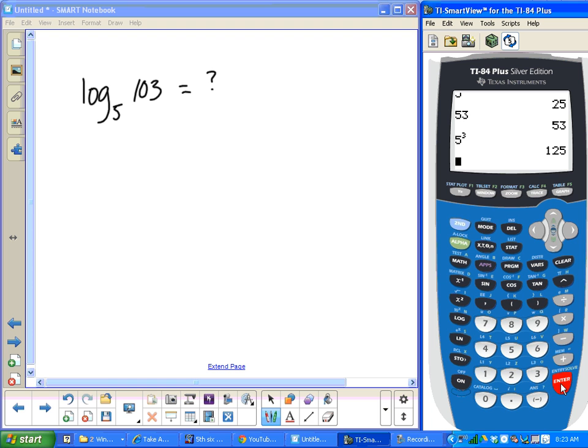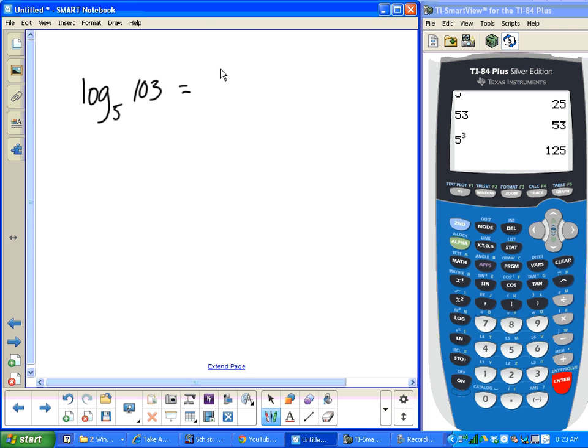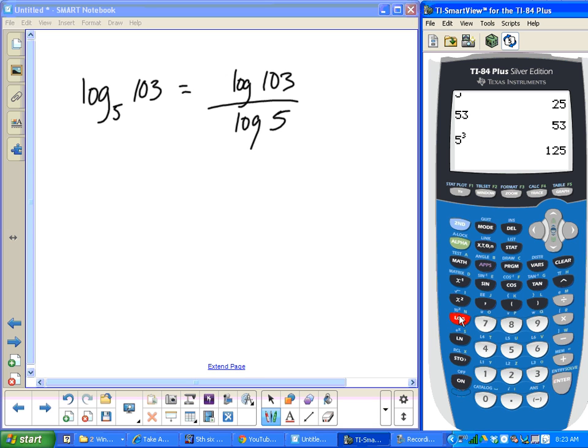So we know the answer is going to be somewhere in between 2 and 3, but we don't know exactly. So let's use our change of base formula. Let's change the base to a common log since we have that on the calculator. So this would just be equal to the log of 103 divided by the log of 5. Of course, you could use natural logs instead of common logs. I'm not going to use natural logs this time. Just do it once.